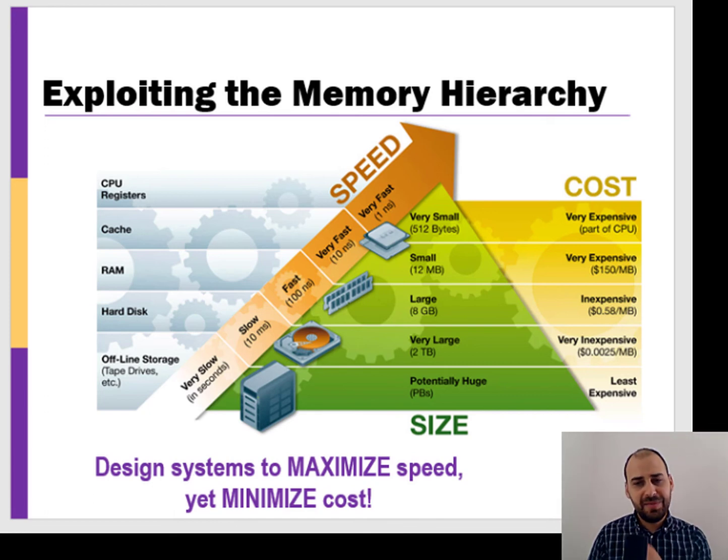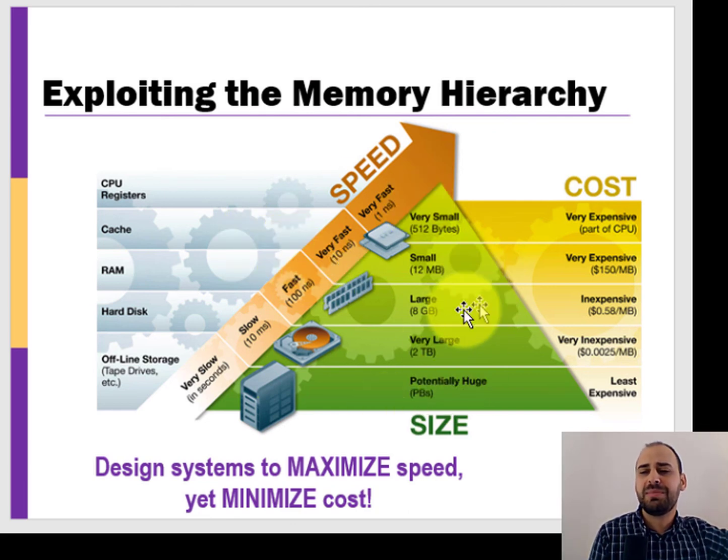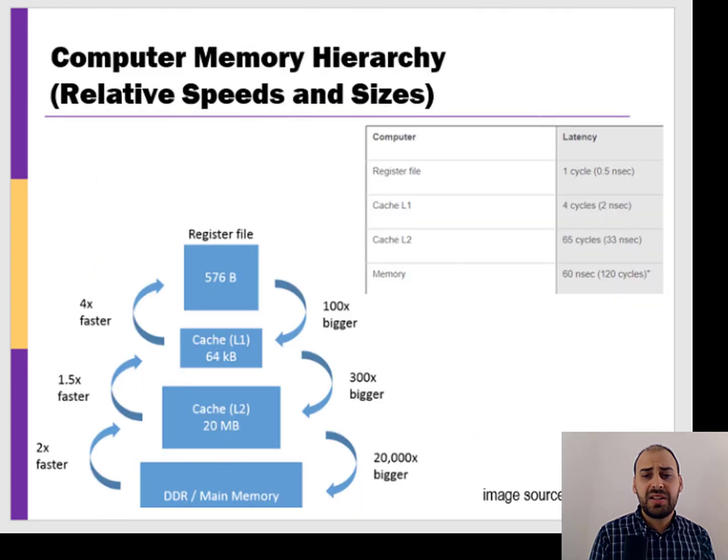I'm just going to show a couple images that are frankly showing the same kind of general trend. We get faster as we move up the hierarchy. Cost also moves up, and size goes down as we go up the hierarchy. So we want to design systems to maximize speed, yet minimize cost. We want to maximize how much we're using the really fast memory, where things that we just want to store and don't need for a while, we can push deeper and deeper down into the hierarchy.